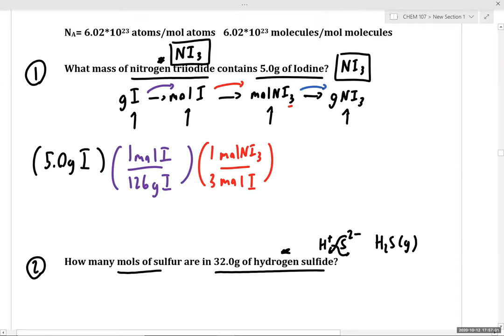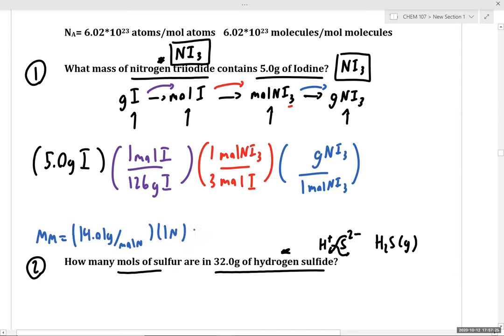Finally, we're going to go from the moles of nitrogen triiodide to the grams. And to do that, we're going to use our molar mass and figure out how many grams of nitrogen triiodide per mole of nitrogen triiodide. So to calculate the molar mass, for nitrogen we have 14.01 gram per mole of nitrogen. We have 1 nitrogen atom. We have 126 gram per mole of iodine, and we have 3 iodine atoms. So punching this into our calculator, that in turn gives us 392 gram per mole of nitrogen triiodide.